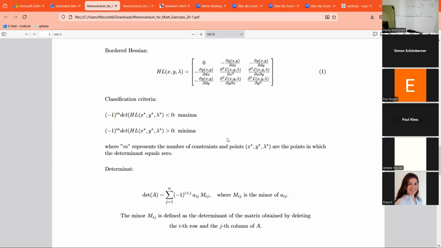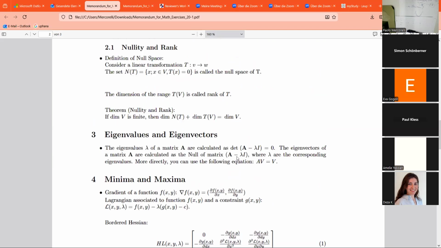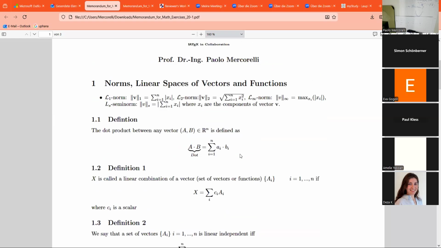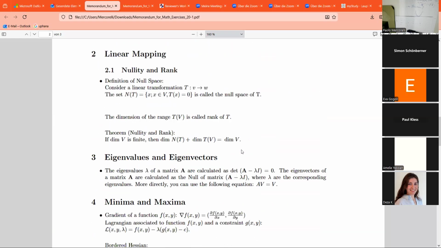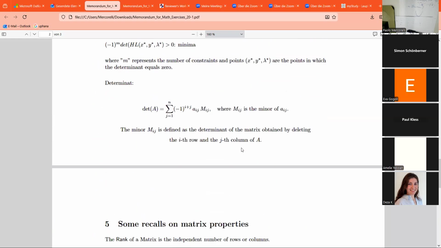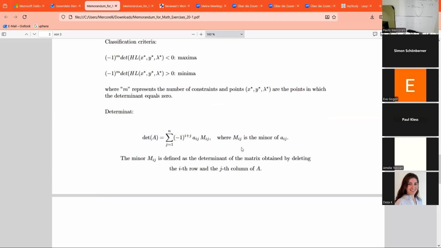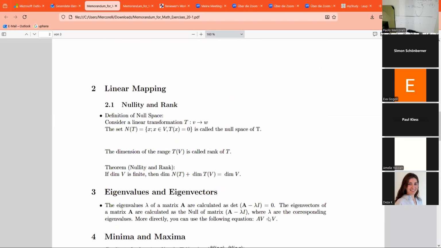Let me do this correction, and I will send this memorandum to Rainer again. The error is here, no? Lambda. Lambda. I will also put here multiply V equals 0, as the null of the matrix. I mean, I will add exactly the null of the matrix.